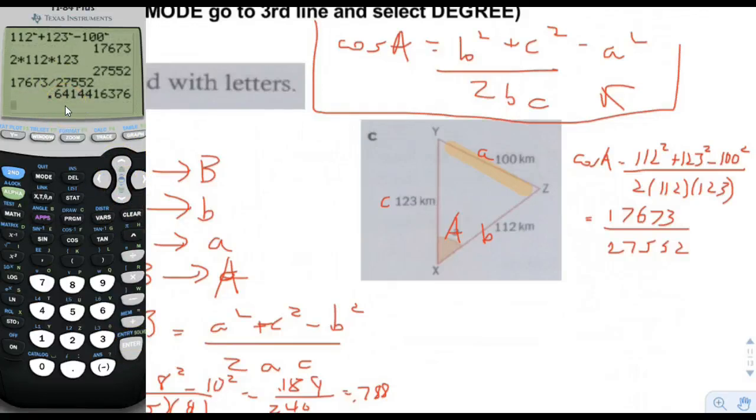And we get 0.641. You should always get a number between 0 and 1, or -1 and 1, for cosine and sine. Otherwise, something is definitely wrong. Now we're going to find the inverse cosine of this. Then you just have a math error if you don't get a number between 0 and 1. 50 degrees, so A is 50 degrees. 50.1 degrees. Okay, and that looks reasonable.